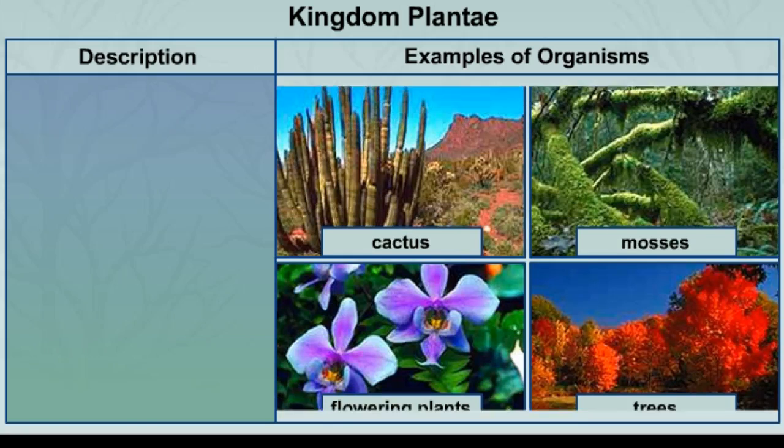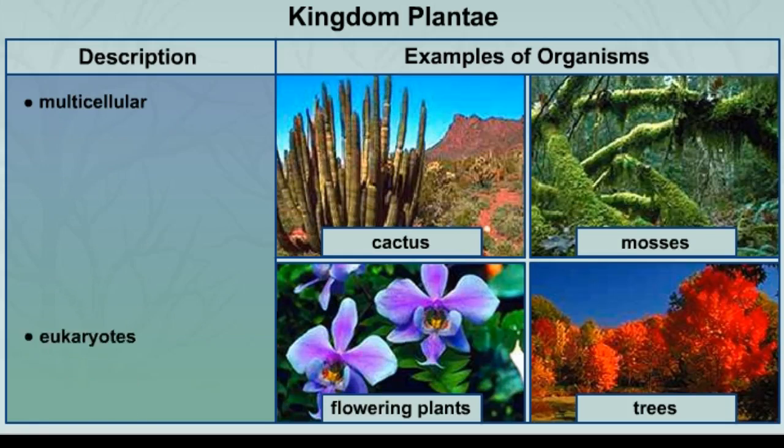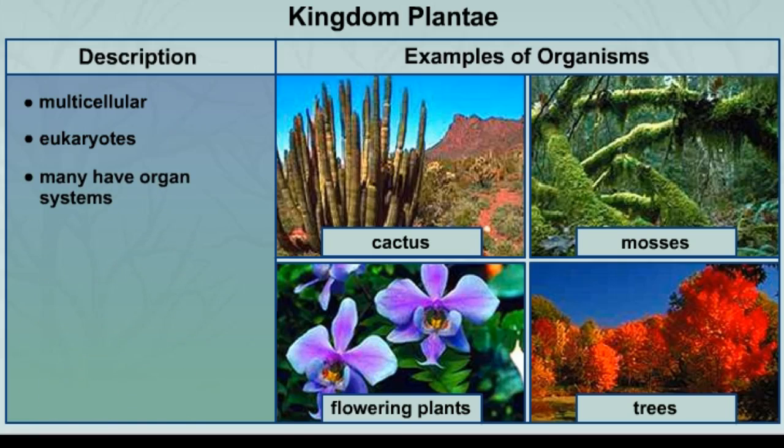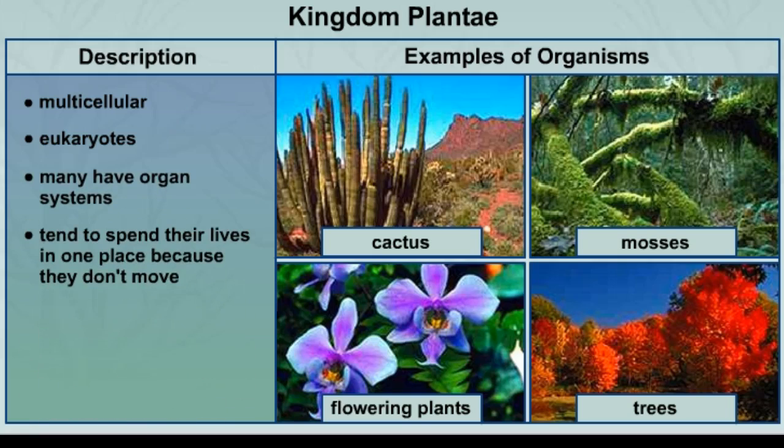All organisms in the kingdom Plantae are multicellular eukaryotes. Many plants have organ systems. They tend to spend their lives in one place because they don't move. All plants get their energy through photosynthesis.